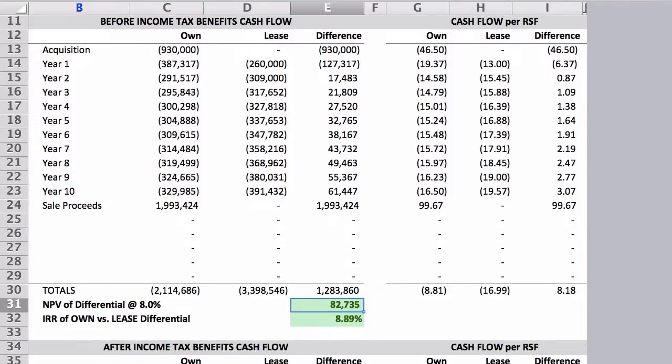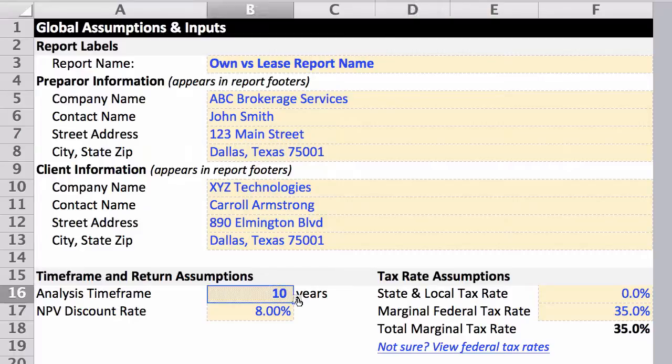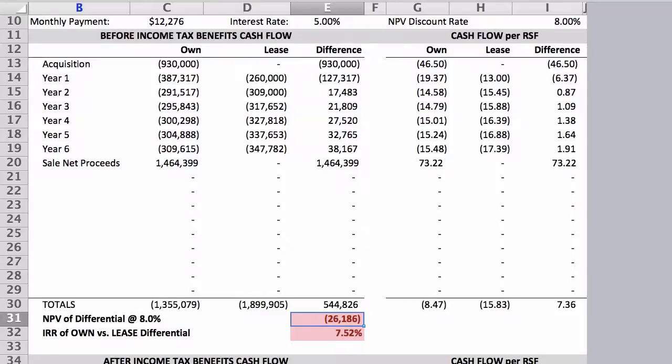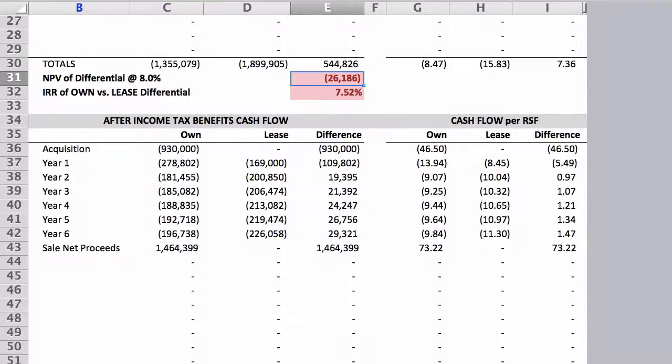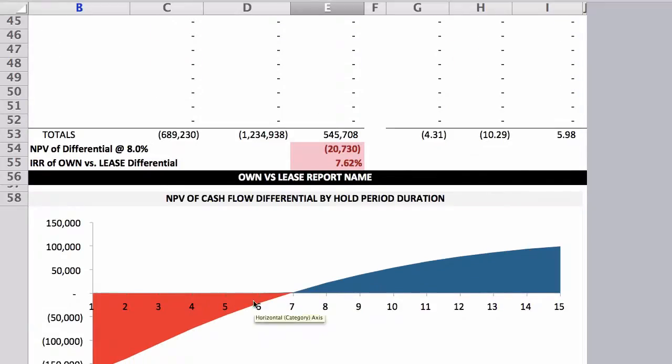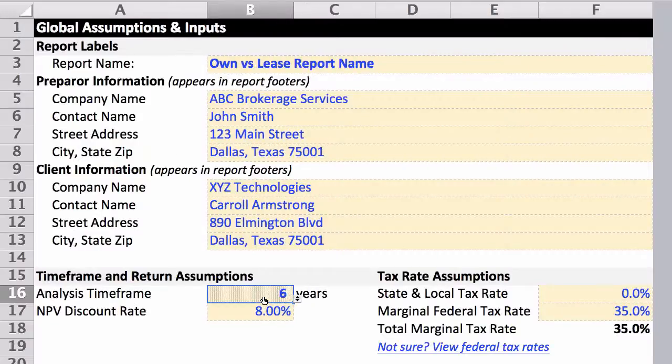It's actually 10 years. If we were to go back and change this time frame to, let's say, 6 years, you'll notice that the results will turn red. So over your time period, it's not beneficial to own, it's beneficial to lease, and that's what the red area denotes here with the NPV of the differential and IRR of the own versus lease cash flows. And you'll also note here in year 6, it's red, so that means that red means leasing is preferable. So we'll change that back to a 10-year hold period just for the sake of this analysis.